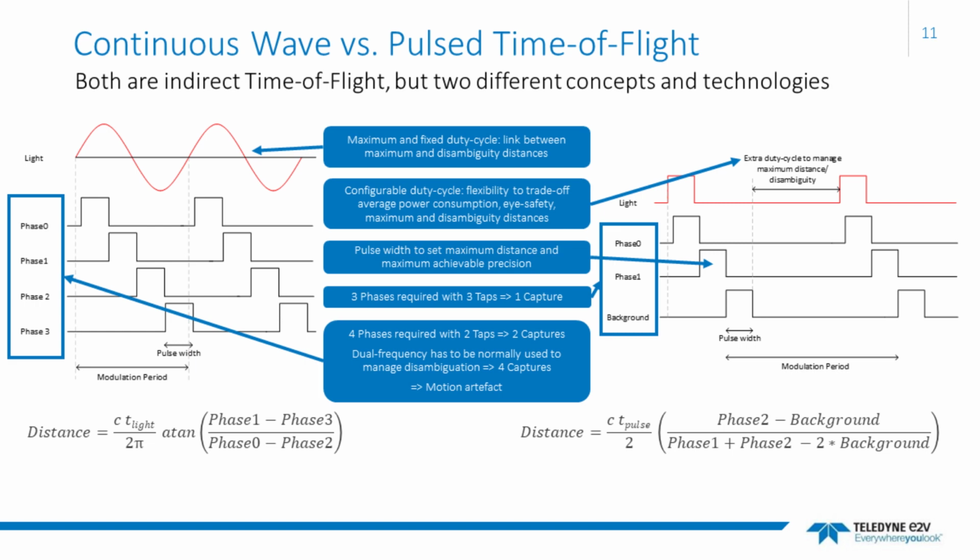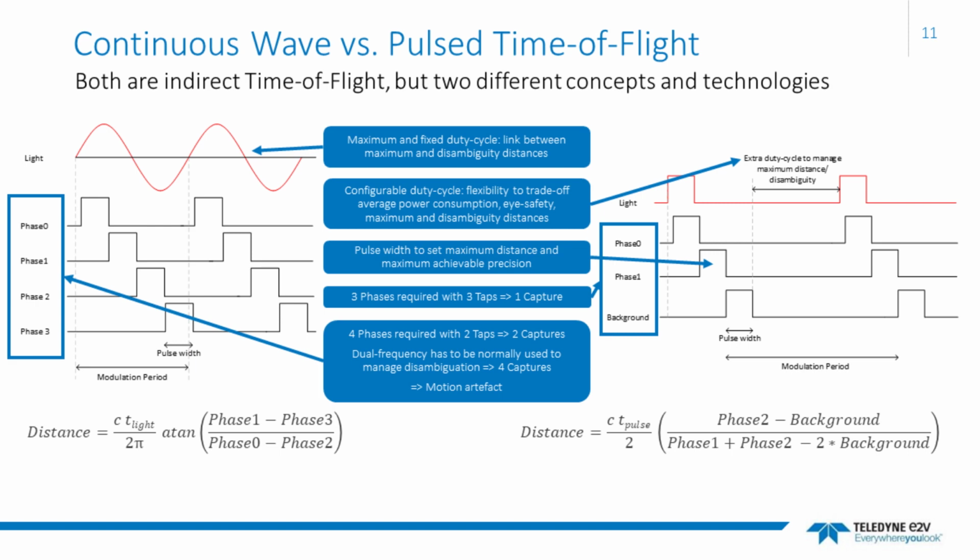On the other hand, in pulse time of flight, the duty cycle is configurable, so there is a flexibility to trade off average power consumption, safety, maximum distance, and disambiguity distance. Also, it is possible to modify the pulse width to set maximum distance and maximum achievable precision.